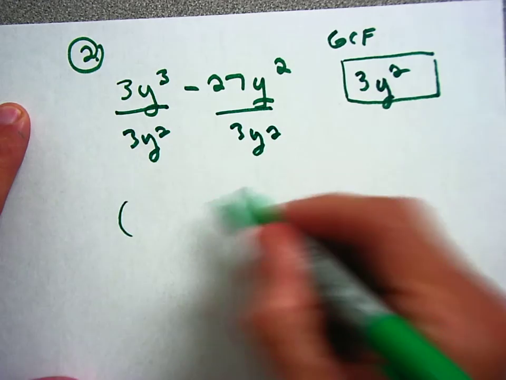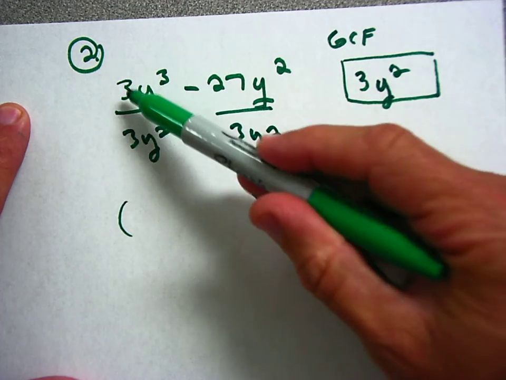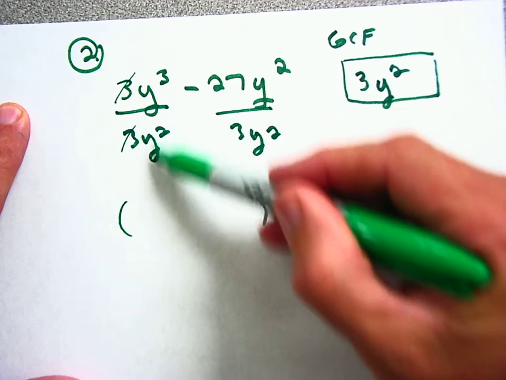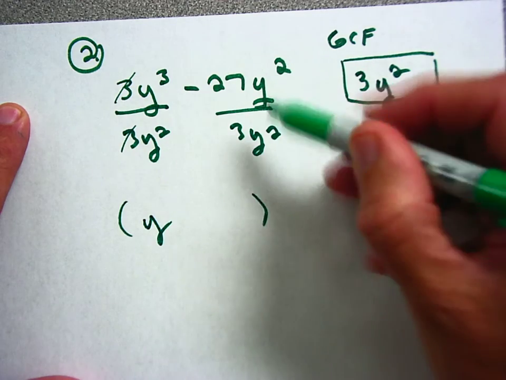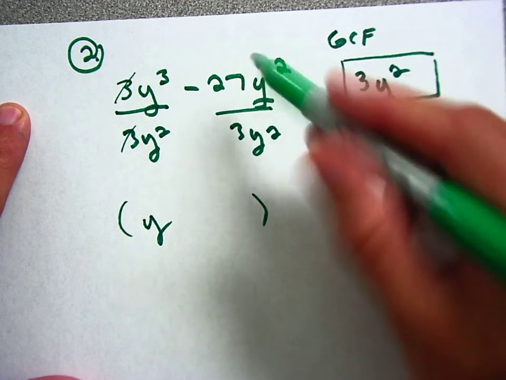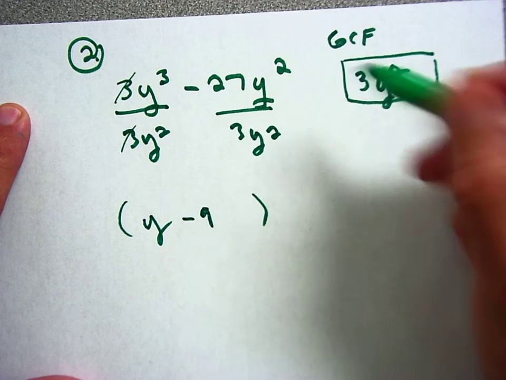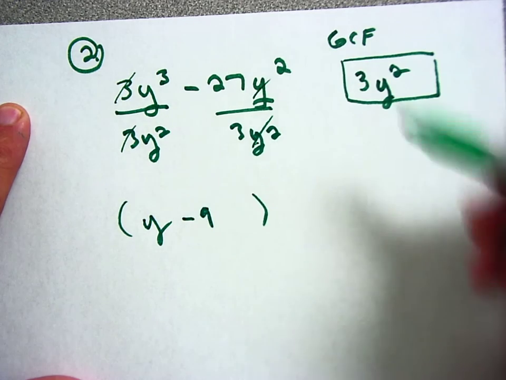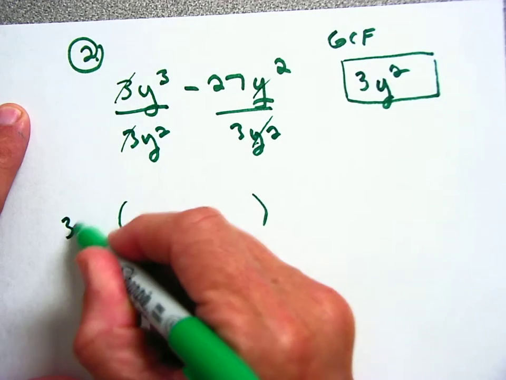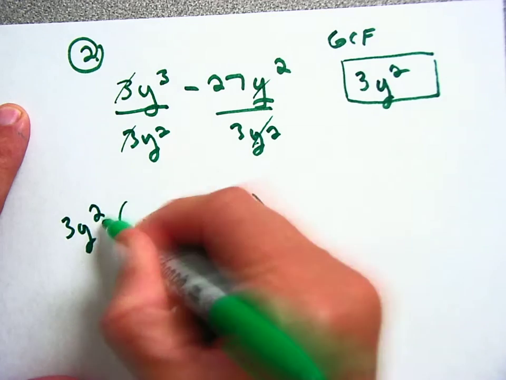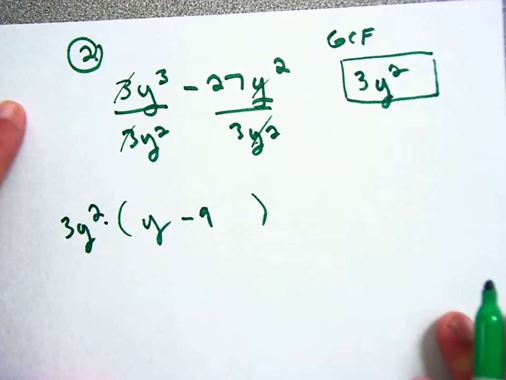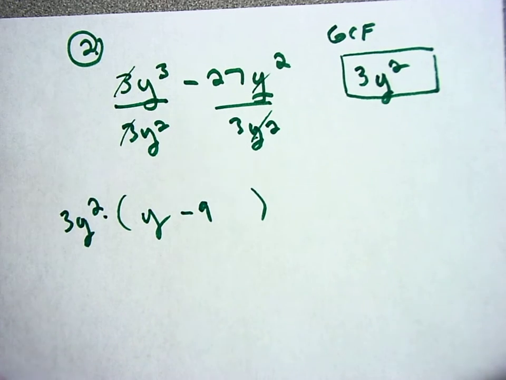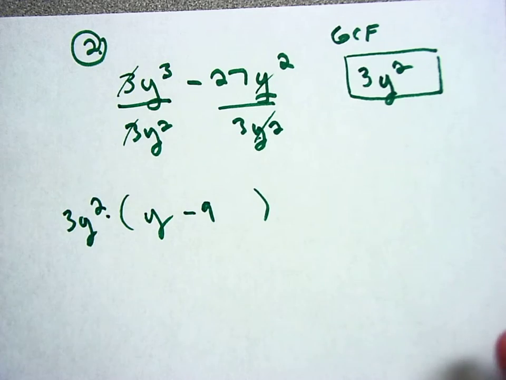Now we're going to see what we're left with. Here the 3's cancel, all the y's cancel but 1. Here, 27 divided by 3 is 9, so negative 9, but the y squareds cancel completely, and then you just put the 3y squared out here. If you were to distribute this, you'll go back to the original problem. Let's do one more like that, just to make sure that we're good. One more with the GCF, then we're going to do my favorite type.